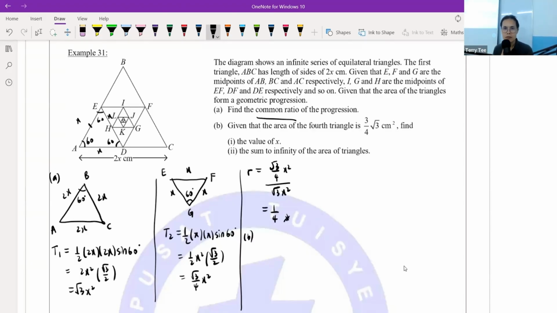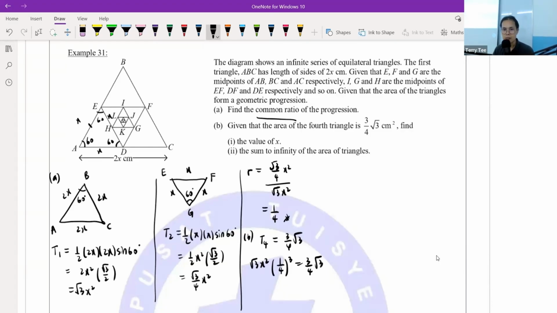Next, given the area of the fourth triangle is 3 over 4 root 3, find the value of x. Okay, area of the fourth triangle is T4. We know this is 3 over 4 root 3. Use the formula. My a is root 3 x squared. My common ratio is 1 over 4. Your n is 4. 4 minus 1 is 3. 3 over 4 root 3.